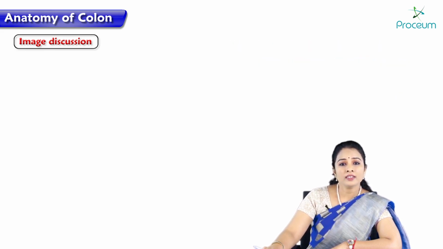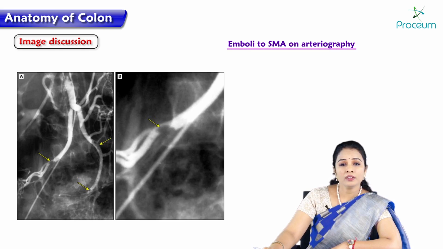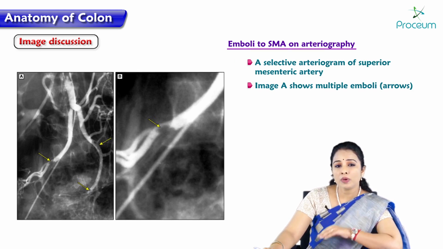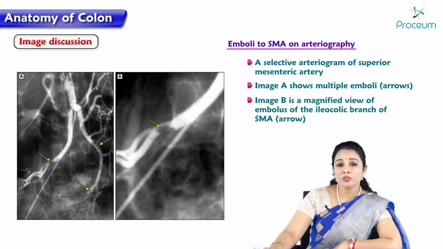And next, here is an arteriography, where emboli to the superior mesenteric artery on arteriography are demonstrated in this image, where we can see the yellow arrows. Emboli are shown with the yellow arrows. It is a selective arteriogram of the superior mesenteric artery in image A, which shows multiple emboli with yellow arrows. And image B is a magnified view of an embolus of the ileocolic branch of the superior mesenteric artery, which is also demonstrated with an arrow mark.